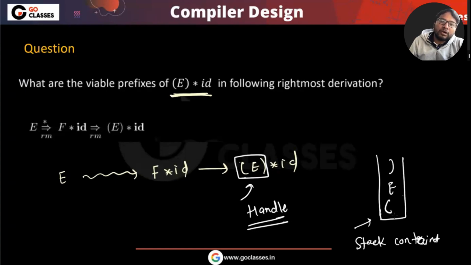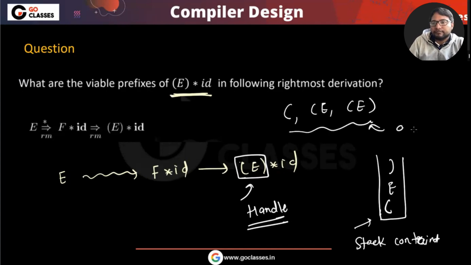And if someone asks you what are the viable prefixes here, the viable prefix could be any prefix of the stack content. So the viable prefix is this, and this. Any prefix of stack content. Isn't it? Okay, maybe you can solve one more question.